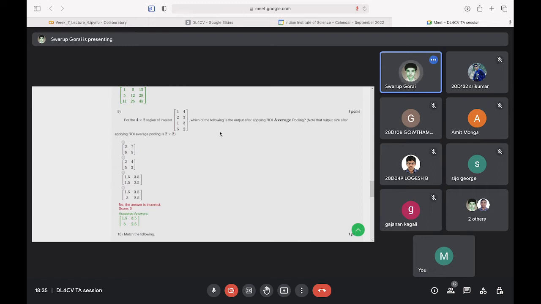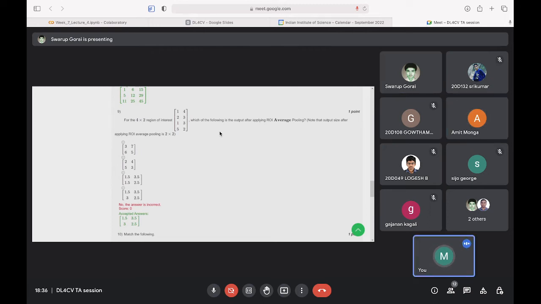Ma'am, a question: ROI average pooling versus average pooling. See, average pooling is that, you know, whatever my filter size is, I just average all of them. That's all average pooling is.